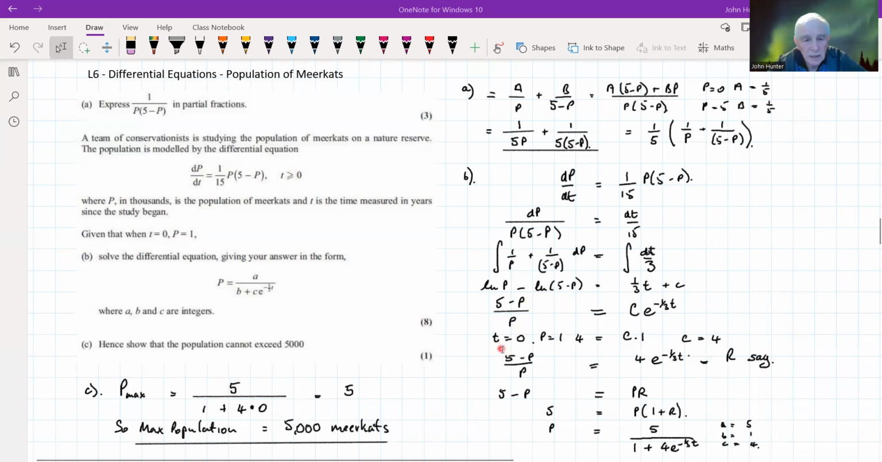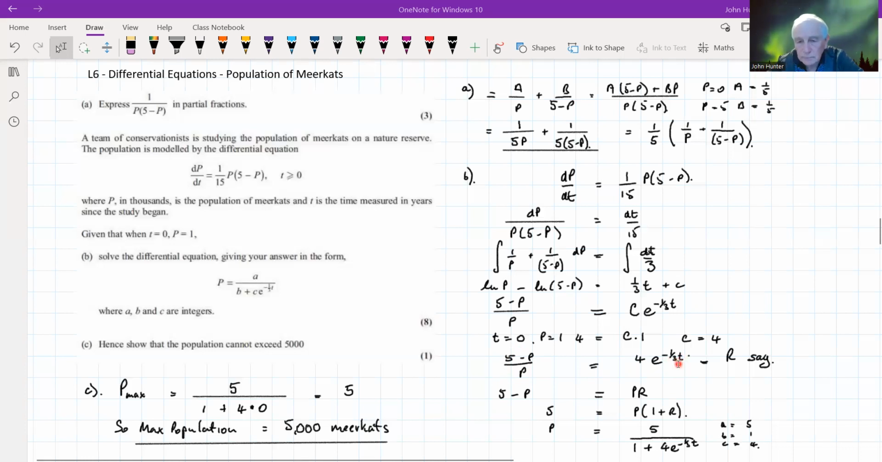We've got a boundary condition here, which gives us t = 0, p = 1. If we substitute those in, this side is going to become 4, and the right-hand side is going to become c times 1, because if t = 0, then we've got e to the power of 0, which is 1. So in other words, c = 4. And therefore our particular solution becomes (5 - p)/p = 4e^(-t/3).